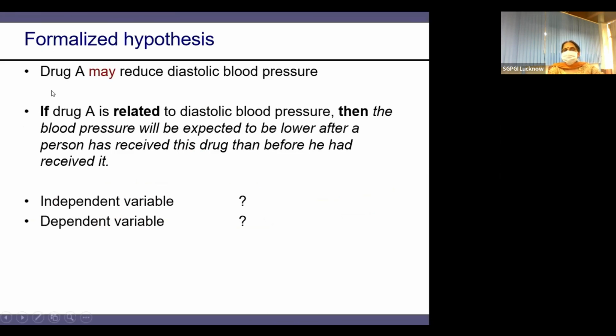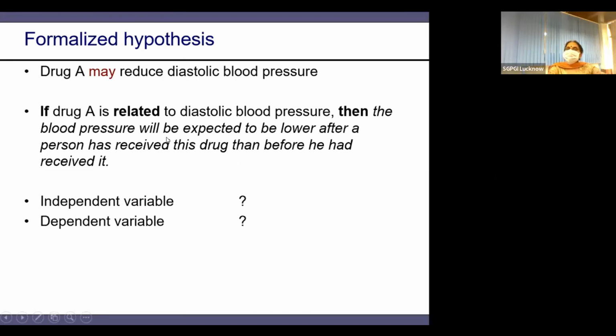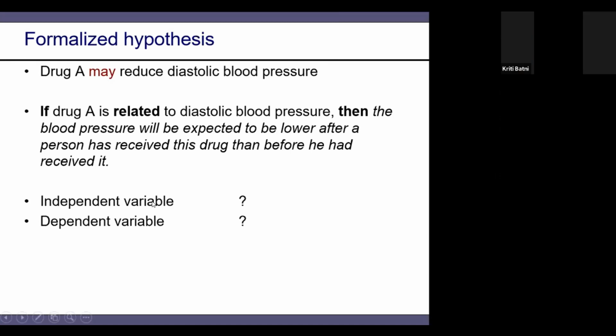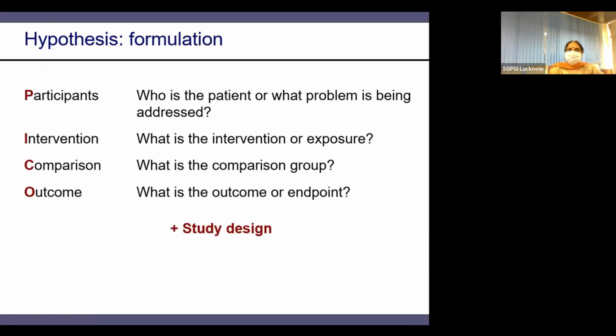Like if we are saying that a drug A may reduce diastolic blood pressure, we say if drug A is related to diastolic blood pressure, then the blood pressure will be expected to be lower after a person has received this drug than what blood pressure he had before it. So the independent variable here is the drug. The dependent variable is the blood pressure, because blood pressure is dependent on the drug which we will prescribe.